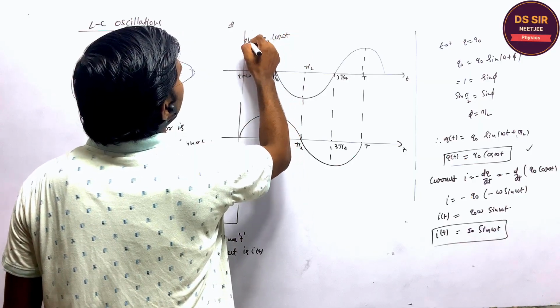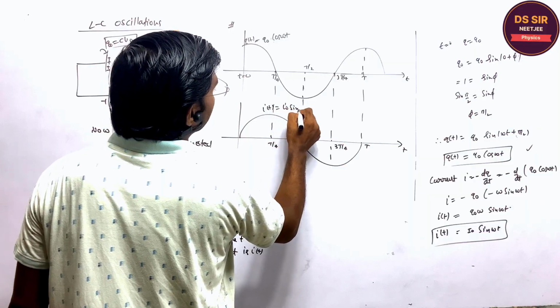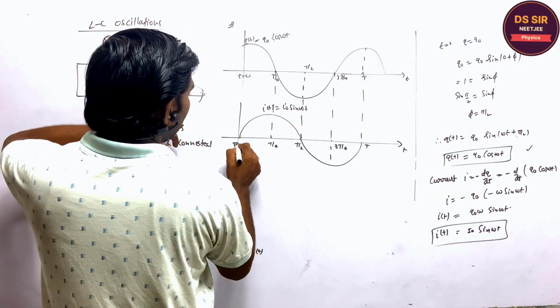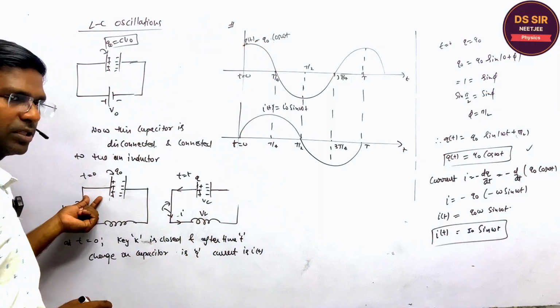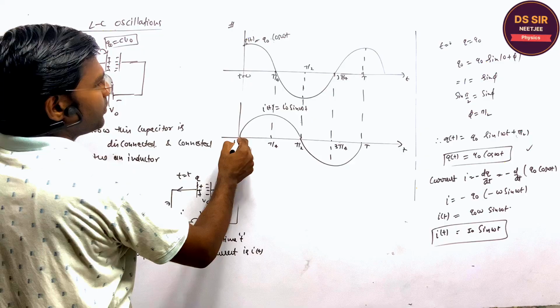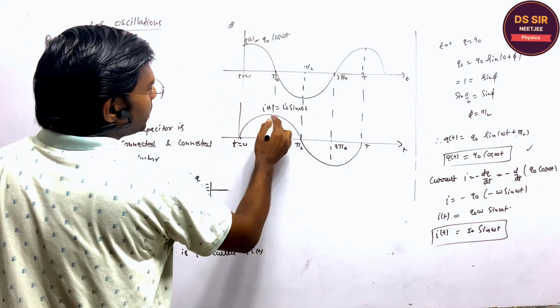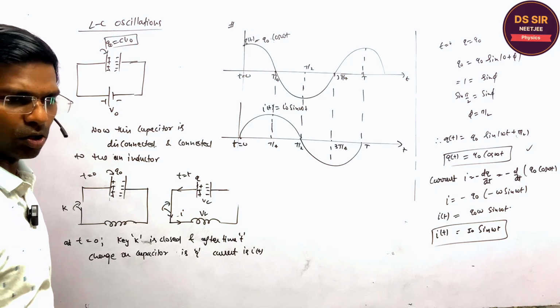Are you getting or not? This is the current, equal to I naught sin omega t. At t is equal to 0, the charge is maximum and the current is minimum. As the charge is decreasing, the current becomes maximum, right, and so on. Is it clear or not?